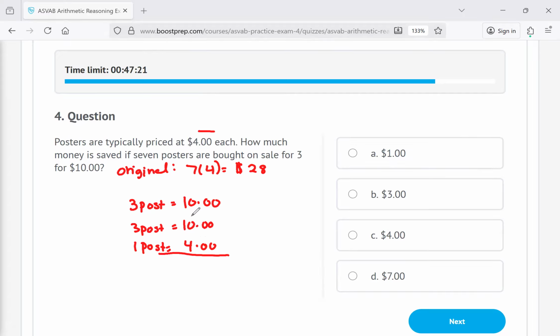Put it all together. What's 10 plus 10 plus 4? $24. Okay. Now all you have to do is subtraction, because we're trying to figure out the savings. So 28 minus 24. That's pretty simple without a calculator. That would just be $4. So you're saving $4 if you do the pack, right? The sale of $3 for $10. So that's still good. I would definitely buy the pack.